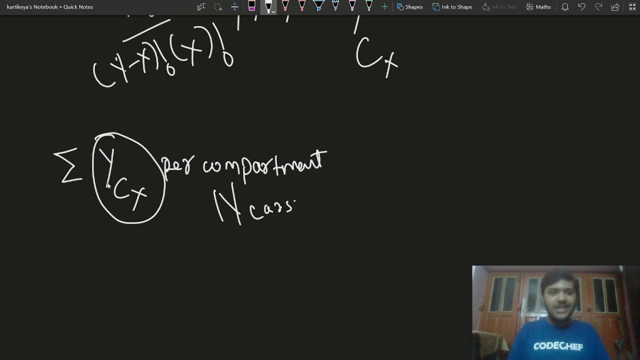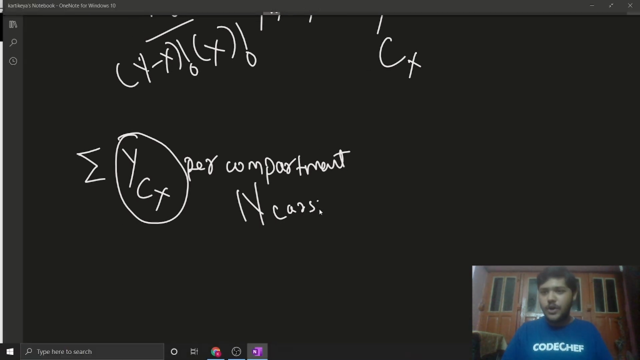Because two compartments are independent of each other. It doesn't matter if the group of friends sit in a particular compartment, then it does not sit in the other compartment because they want to be in the same compartment. So let's move on to my code.